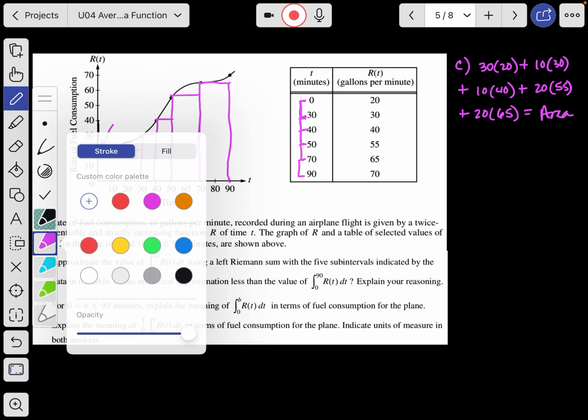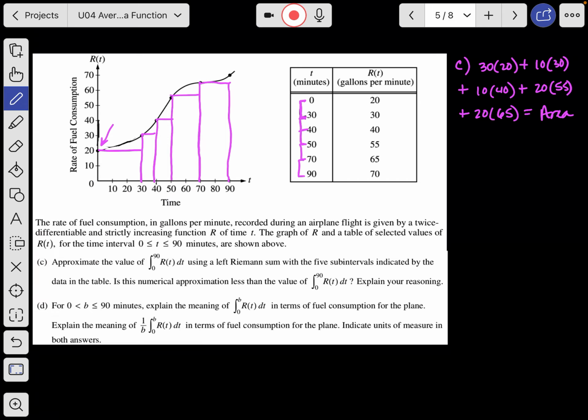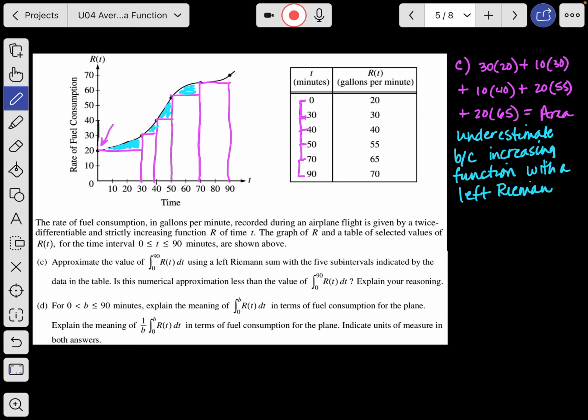We can see that there is a lot of space right in here between the curve and those rectangles, so we know that this is going to be an underestimate, because we have an increasing function with a left Riemann sum. All right, so that answers part C.